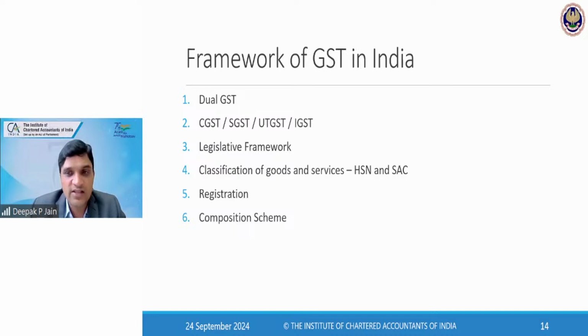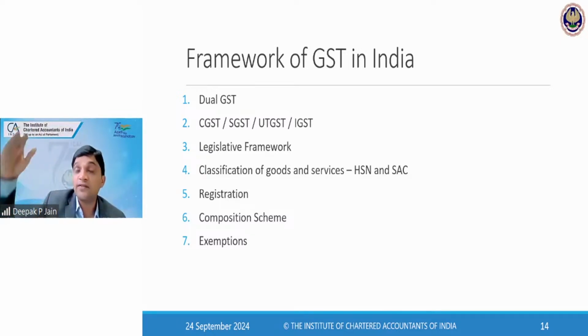That is the composition scheme. Then exemptions. Now there is the standard rate and everything, but apart from that, we have to give some exemptions to some basic products, some essential products. For that, there is an exemption notification. Everything is taxable except those goods which are covered under this exemption notification. So one is the exemption notification for goods and another one is the exemption for services.